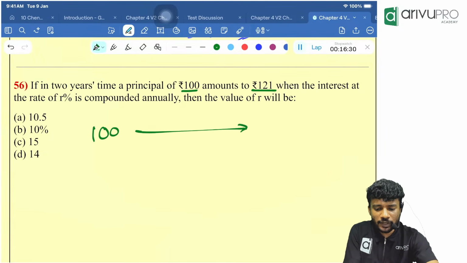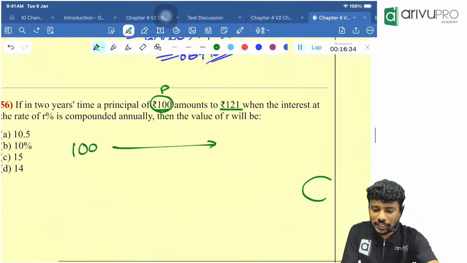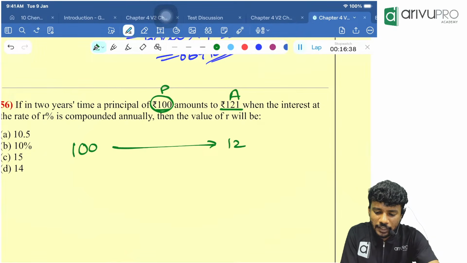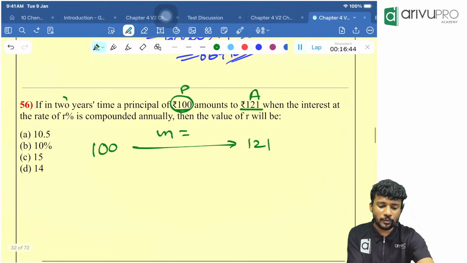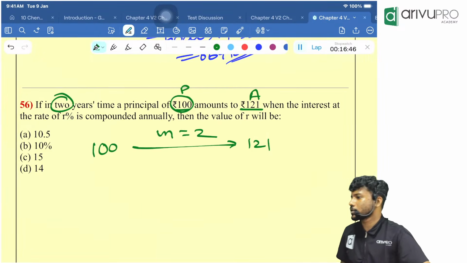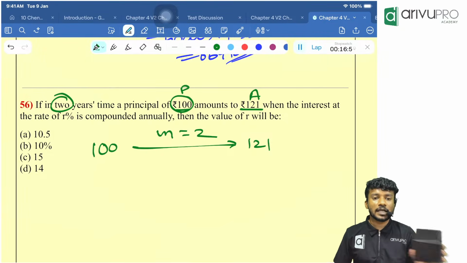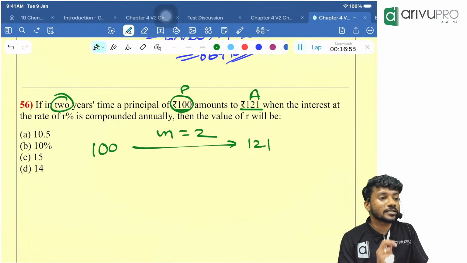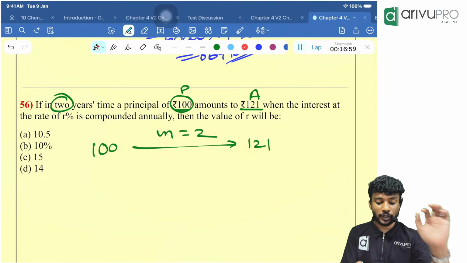Yesterday I told you whoever comes first is our principal, whoever comes after "amounts to" is our amount. So can I say 100 became 121? The time period, or number of compounding, is given to be how much over here? 2 years. N is equal to 2. Then how can I find the value of the rate percentage? The easiest method is option hitting. I will try option by option. I'll show you how I am doing it.